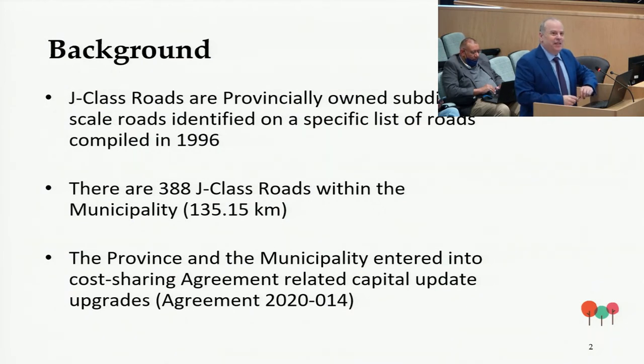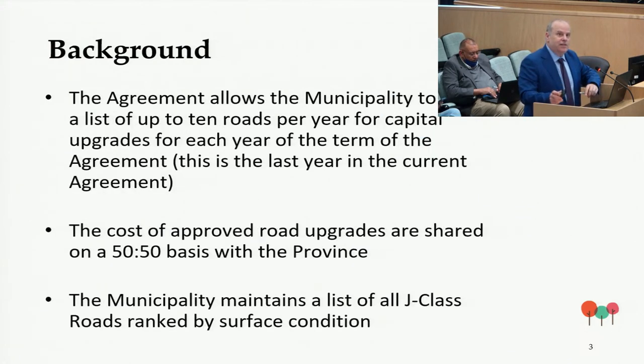Anyway, J-class roads, as you know, are provincially owned subdivision-scale roads, and they're identified on a specific list of roads that was compiled in 1996. Our municipality has 388 J-class roads, or 135.15 kilometers. The province and the municipality entered into a cost-sharing agreement related to capital updates or upgrades, and this is the last year, I believe, in the current agreement. So again, this is just about J-class, no other type of road, and it is restricted to the 388 roads that are on a 1996 list.